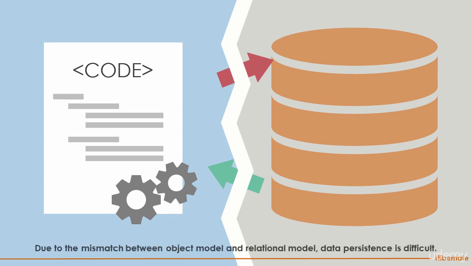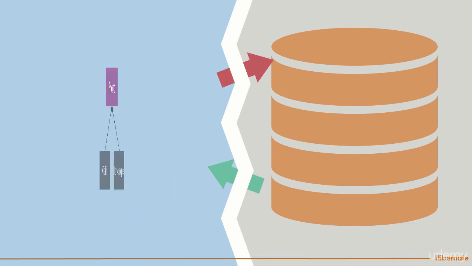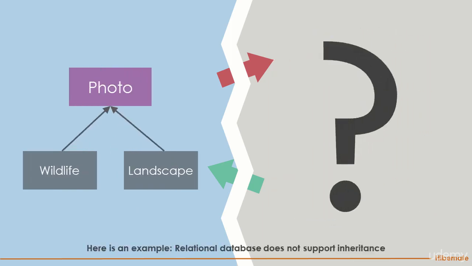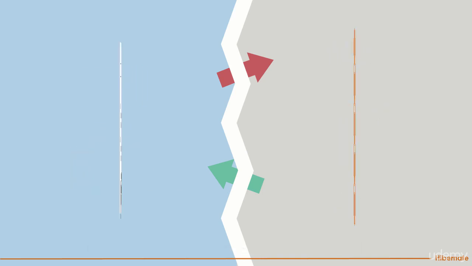You can see the mismatch. The Java code, being object-oriented, is interconnected and focused on the objects, and the relational model is more about the data and the relationships. So you can see the mismatch. This mismatch makes the persistence of Java objects very challenging. Let's take an example. We have an inheritance class like this. Photo is a superclass, and Wildfire and Landscape are subclasses. How do we store this kind of structure in the relational database?